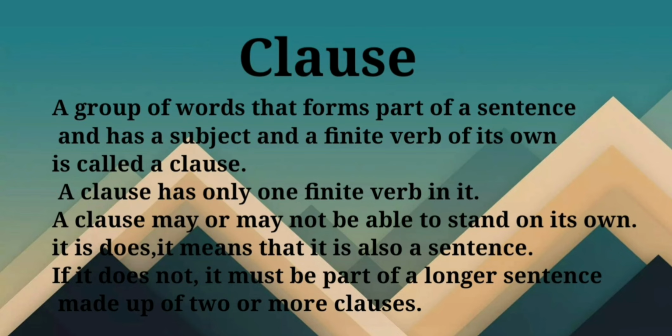Next is clause. A group of words that forms part of a sentence and has a subject and a finite verb of its own is called a clause. A clause has only one finite verb in it. A clause may or may not be able to stand on its own. It means that it is also a sentence. If it does not, it must be part of a longer sentence made up of two or more clauses.